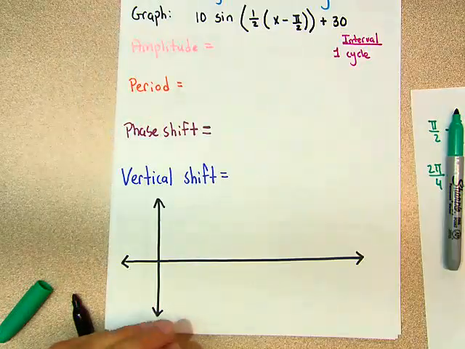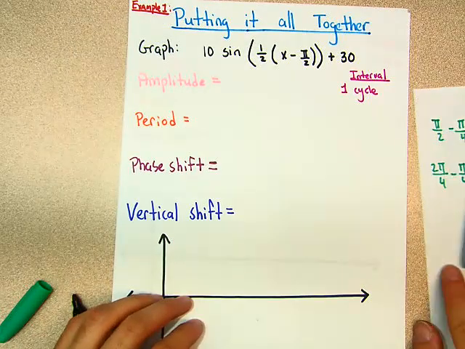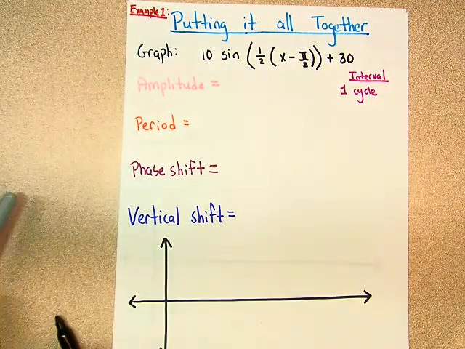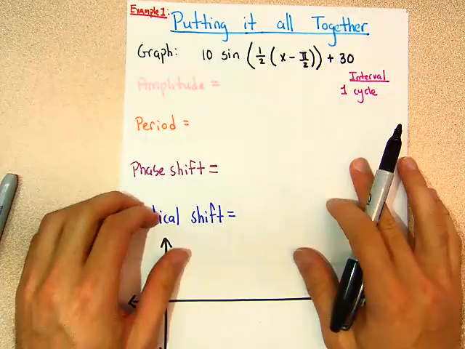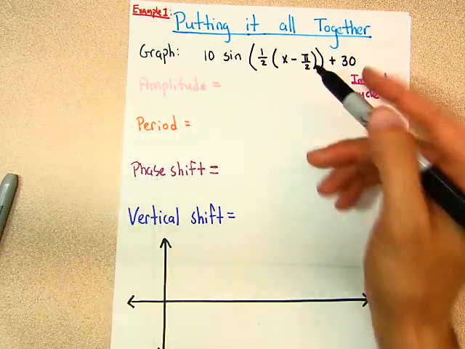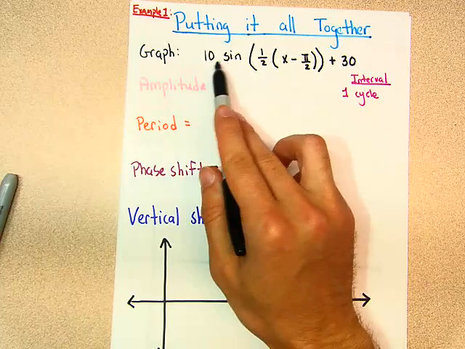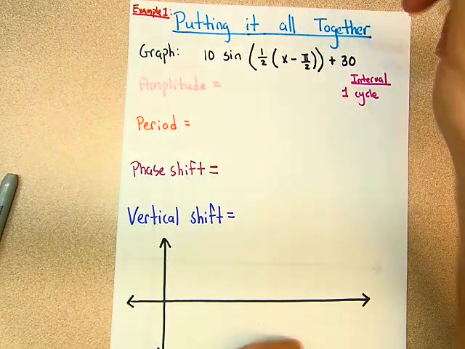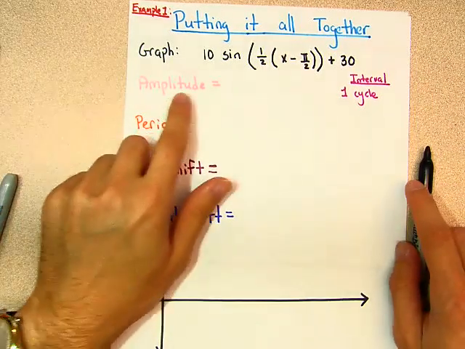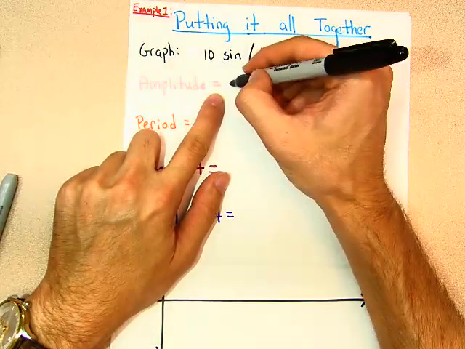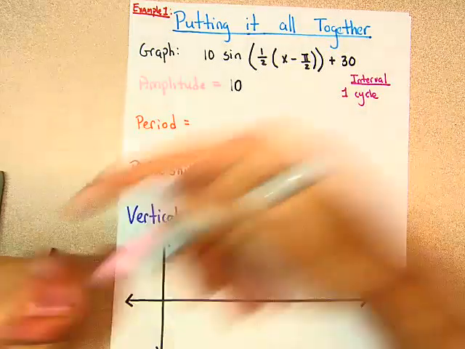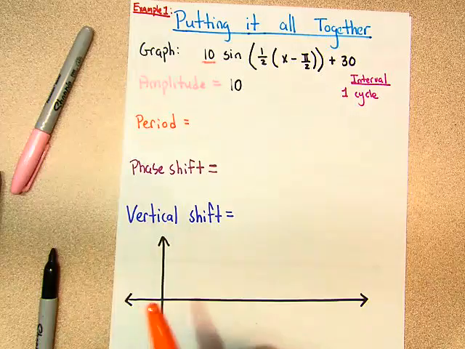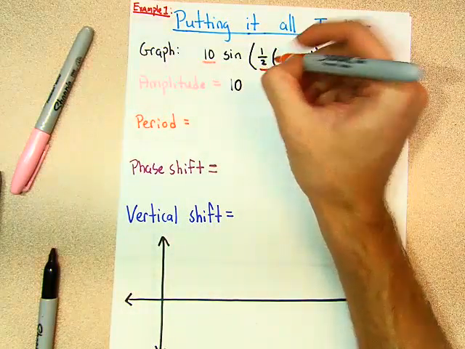Okay? So let's take a look at this example. Here, we're going to put everything together. And if you feel like this is way too fast, just raise your hand and I will help you with this. But let's take a look. Putting it all together: graph 10 times sine of 1/2 times x minus pi over 2, plus 30. Let's just go through each part. Remember, amplitude is 10, which is this part over here. This 10 represents amplitude. For the period, this 1/2 will help us here.